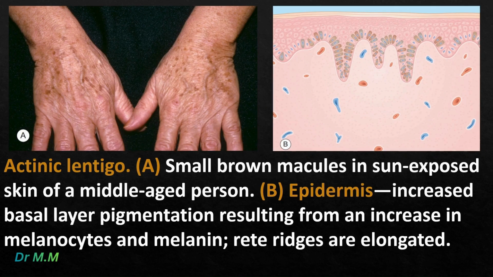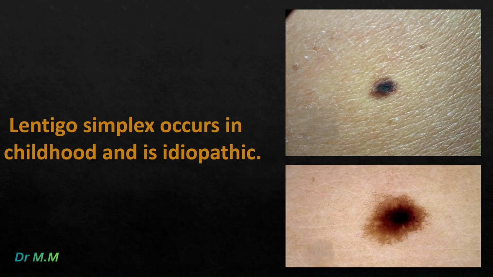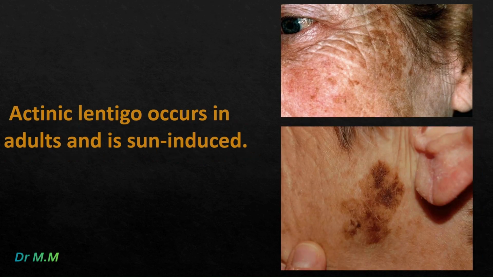Actinic lentigo: small brown macules in sun-exposed skin of a middle-aged person. In the epidermis, we can see increased basal layer pigmentation resulting from an increase in melanocytes and melanin. Rete ridges are elongated. Lentigo simplex occurs in childhood and is idiopathic. Actinic lentigo occurs in adults and is sun-induced.